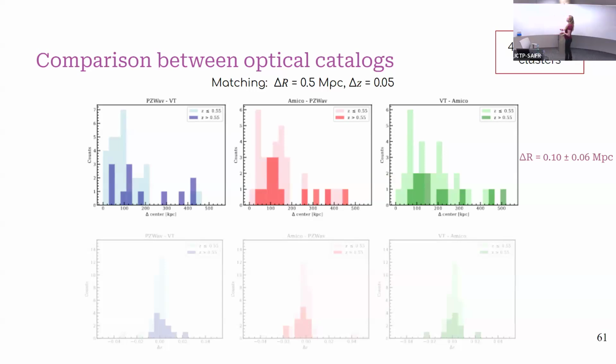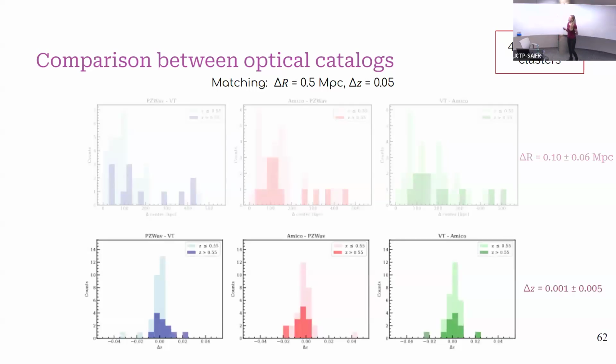And the interesting part here is the center distance of these matching clusters, 43 common clusters between them, is that the center difference is around 100 kiloparsecs with a deviation of only 60. And when we go to the difference between the redshift, it is 0.001. So it's a very small error for these redshift estimates. So we are very happy with that.